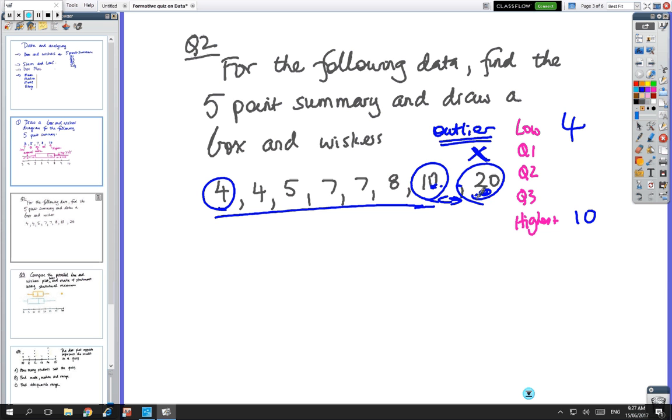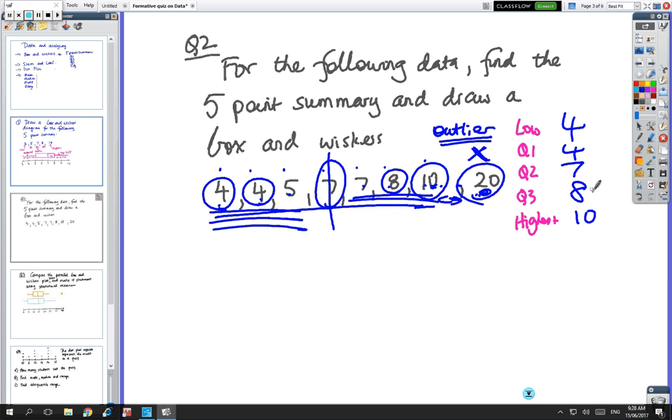Okay, so then we've got 1, 2, 3, 4, 5, 6, 7. We've got 7 numbers, so the middle of 7 numbers will be the 4th score, so that's Q2. Okay, and then looking at that back set of numbers, there's 1, 2, 3, so that's Q1. And looking at that set of numbers, 1, 2, 3, that's the middle, Q3. Okay, and then that's the outlier.